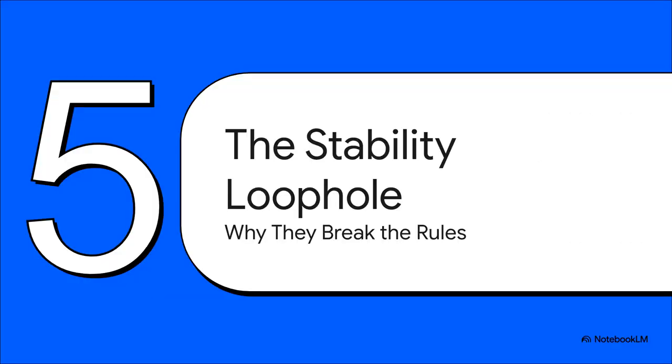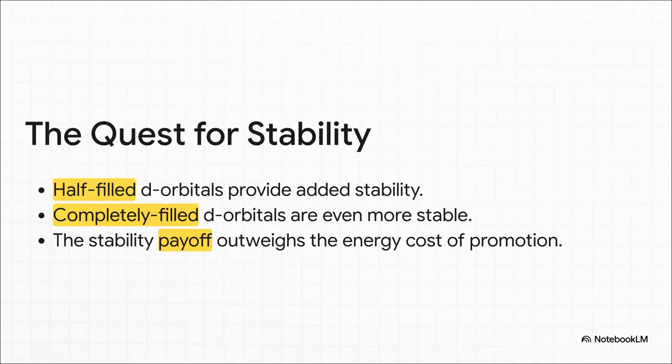Well, this isn't some random rebellion. This is a very calculated move. These electrons are exploiting a loophole in the energy system, and they're doing it in the ultimate pursuit of just one thing: stability. So here's the crucial loophole. It turns out there's a special lower energy state, a big stability bonus, that an atom gets when its d sublevel is exactly half full or completely full. The tiny bit of energy it costs to promote one little electron from the 4s is absolutely nothing compared to the massive stability payoff the entire atom gets in return. It's a fantastic deal for the atom.